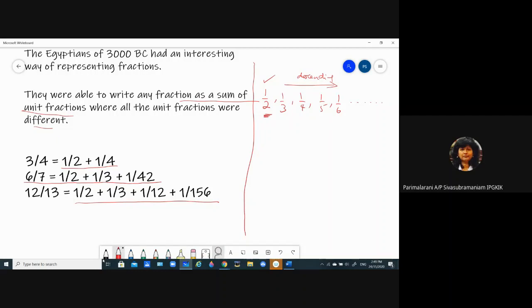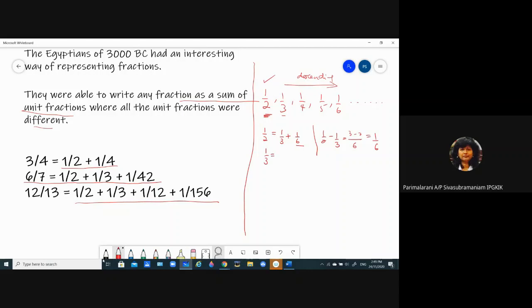Okay. So 1 over 2 can also be written as... the largest unit fraction less than 1/2 is 1/3. So it can be written as 1/3 plus another unit fraction. How do we find this unit fraction? We minus these two. 1/2 minus 1/3 is (3 minus 2) over 6, which is 1/6. So 1/2 can also be written as 1/3 plus 1/6.